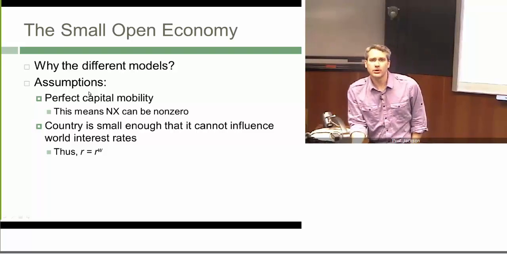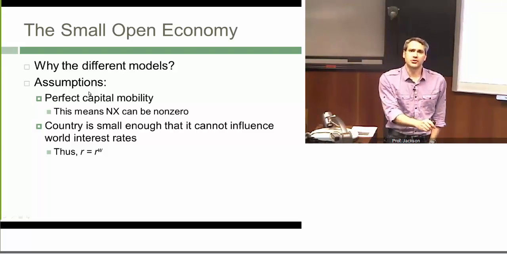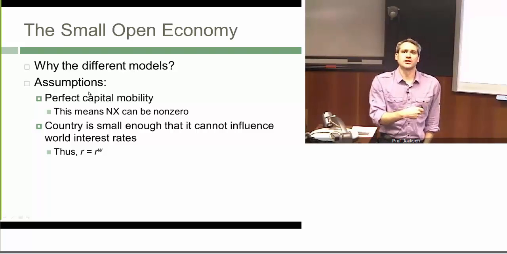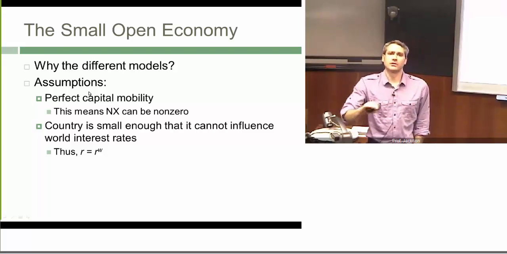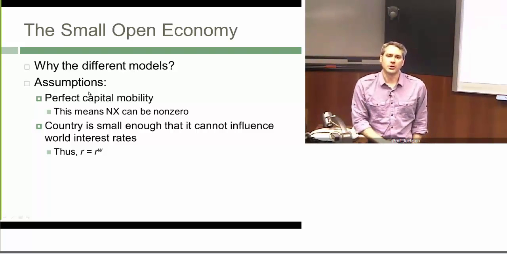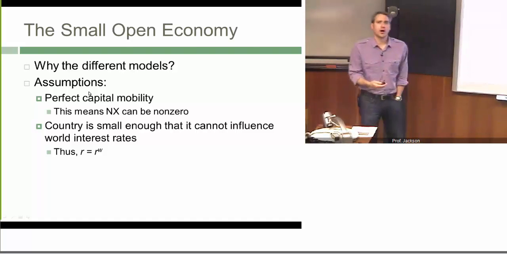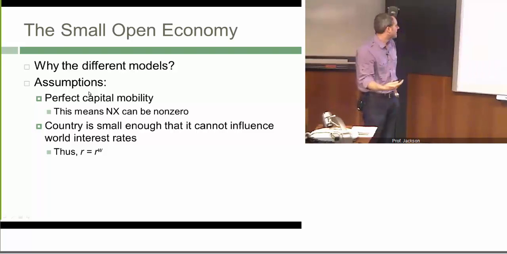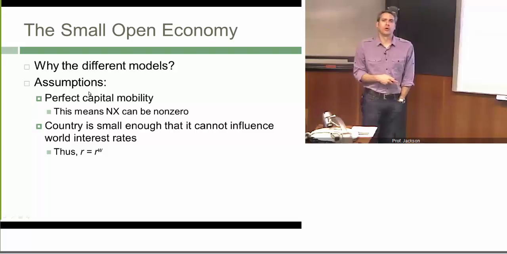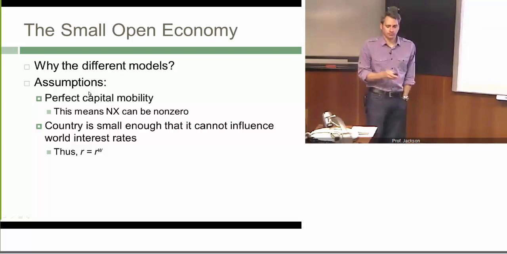Because of perfect capital mobility and because of the fact the country is small, it takes this interest rate as given, and that's just the interest rate that prevails throughout the economy. And so the interest rate that is set in the domestic economy is going to be fixed, and it's going to be fixed by global financial markets at what we refer to as the world real interest rate, which is r^W.